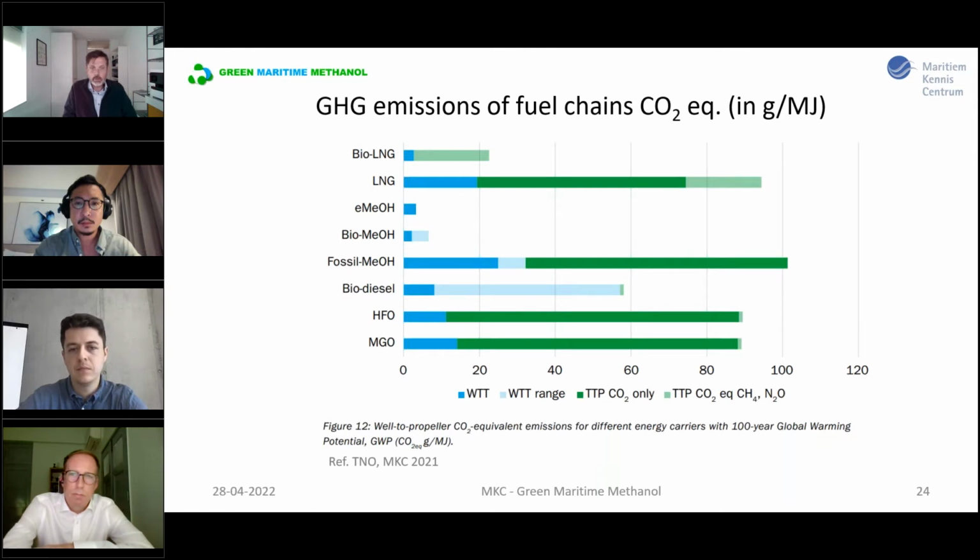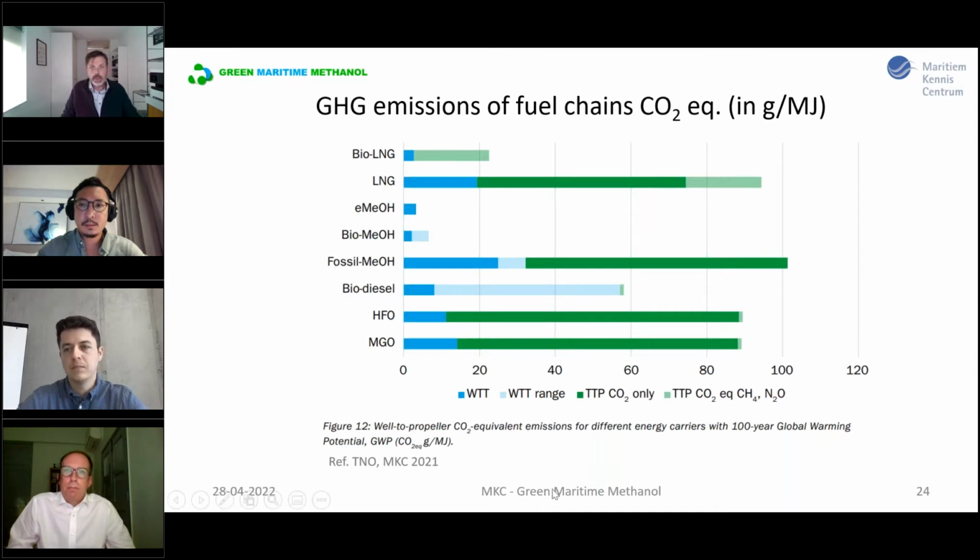And what you see on the bottom, the dark blue is the well-to-tank, and the light blue is the well-to-tank range, basically. So where we think it will move depending on the feedstock, for instance. So then we see very good figures for e-methanol and biomethanol, and especially when you compare it, for instance, with a fuel like LNG. We see that bio-LNG is not doing as good as biomethanol or e-methanol is doing.